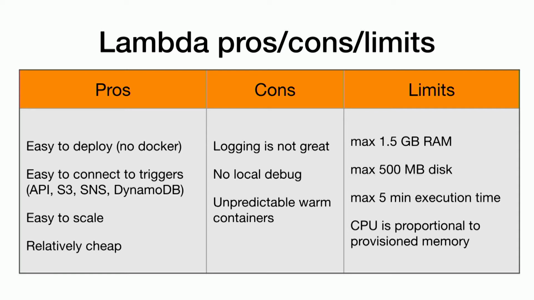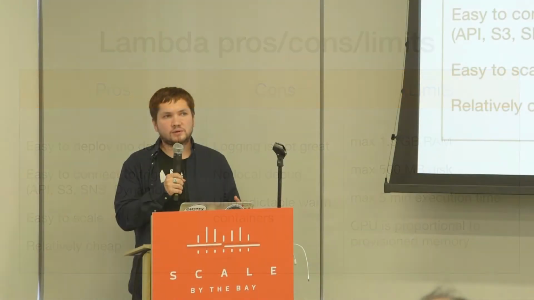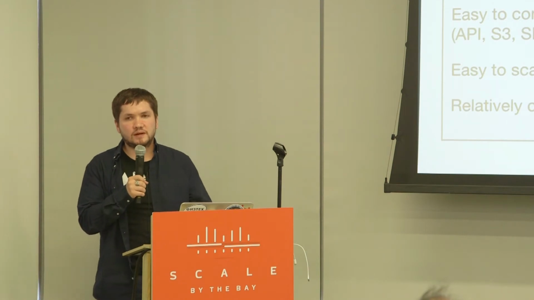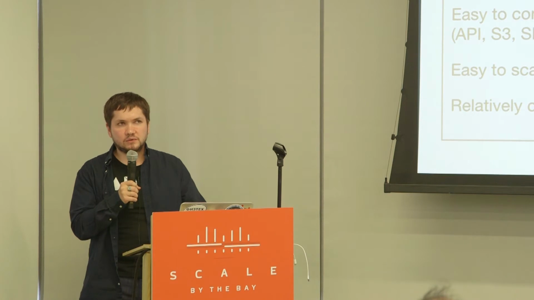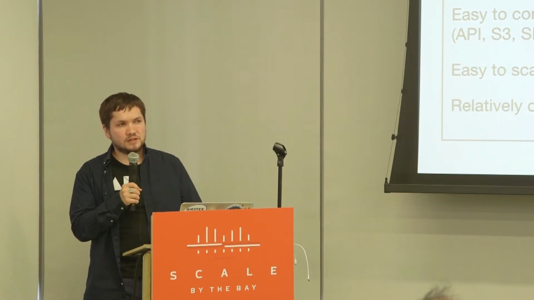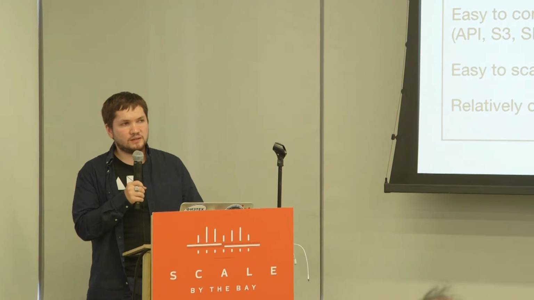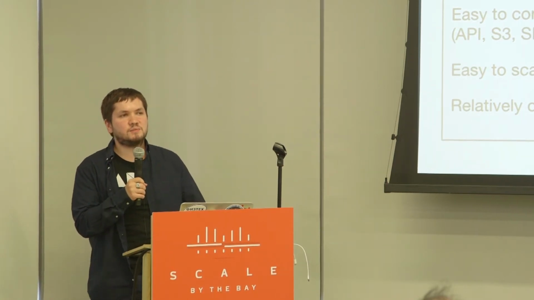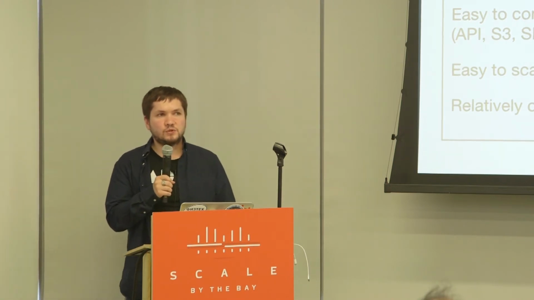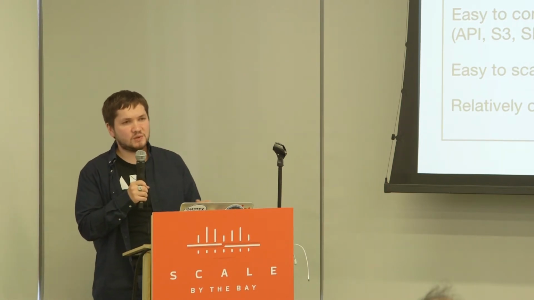And there are certain limitations which limit the types of tasks you can work with. It's no more than 1.5 gigabytes of RAM, not more than 500 megabytes of disk, and not more than 5 minutes of execution time. One additional thing, which is not mentioned in the direct documentation but only in the FAQ, is that when you provision memory, you're also provisioning CPU with Lambda. So if you want your model to work faster, you have to provision as much memory as possible.